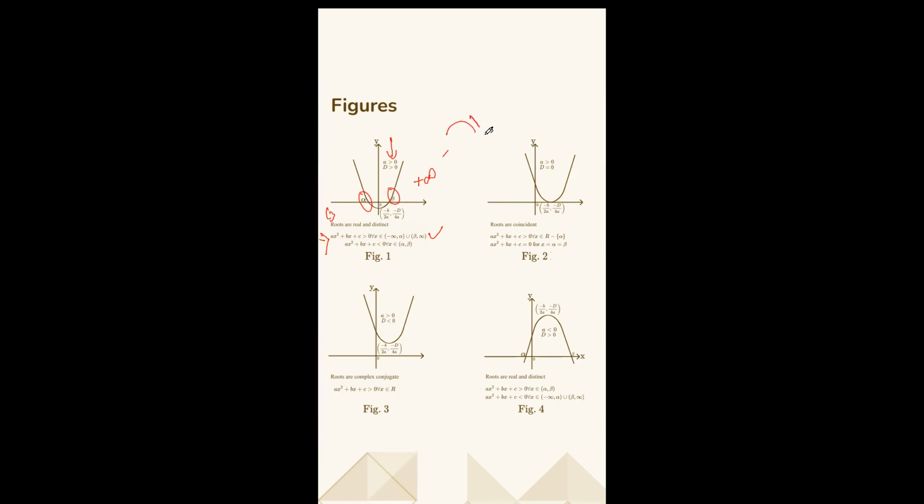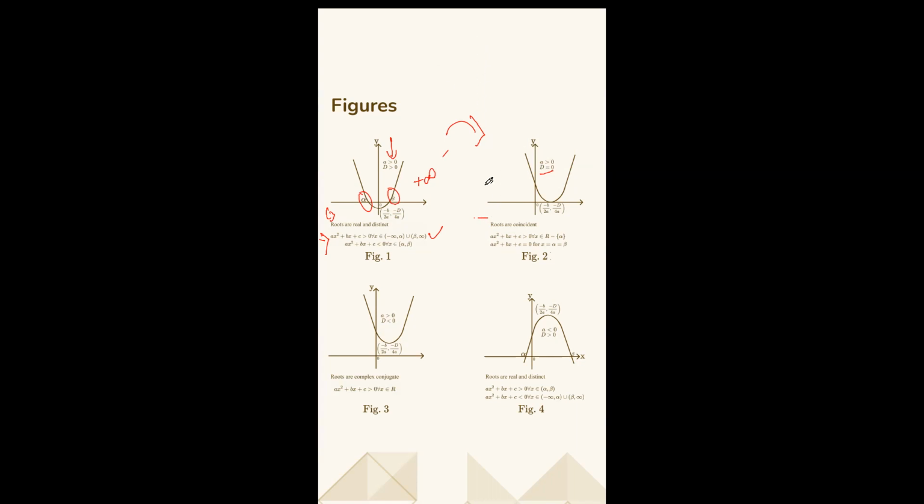Now let's go into the next type of graph. If in the equation a is greater than 0, then we know it is an upward facing parabola. Then if D is equal to 0, it indicates that there is only one root, or you can say one root is being repeated twice. So the two roots both have the same value. That's why it is called that the roots are coincident.